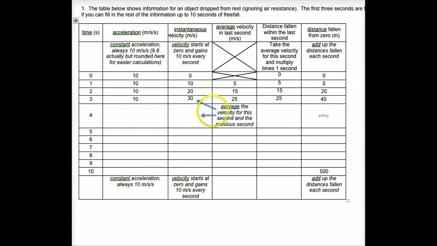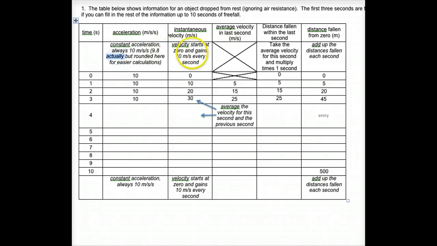So let me orient this to you because I can see where a piece of it could be read two different ways. We have the different columns. We have time. We have acceleration, which is a constant. It's actually 9.8 meters per second squared, but we're going to use 10. This is the instantaneous velocity. At each second, what is that particular velocity? This is the average velocity. This is how far it has fallen just within the last second. And then this is the total distance it's fallen from when it was dropped. So that's what we're trying to look at.